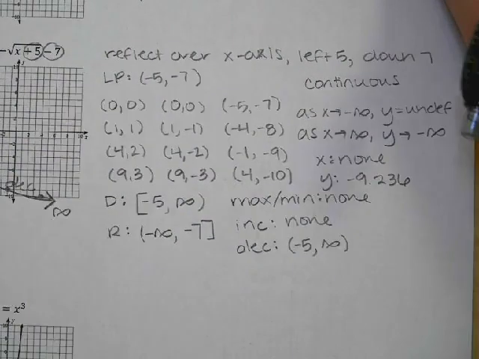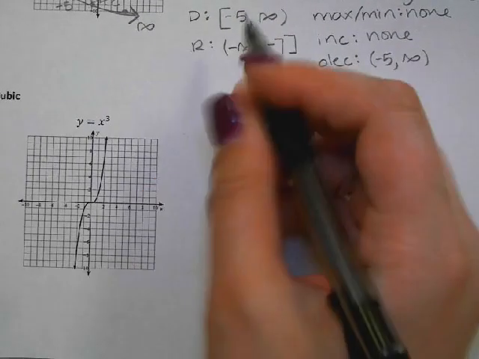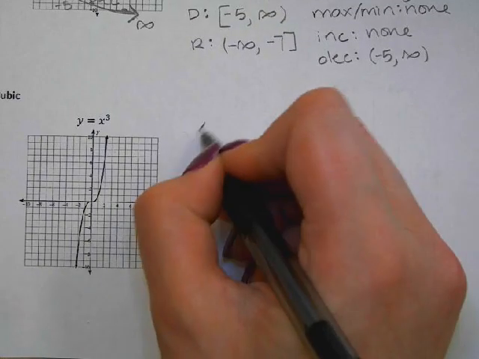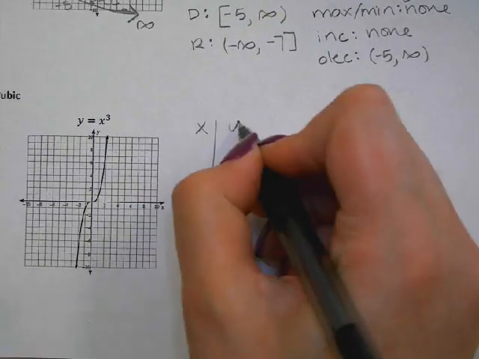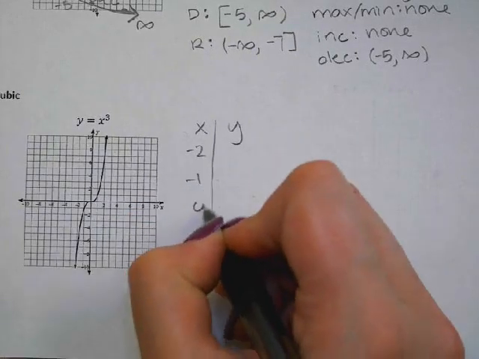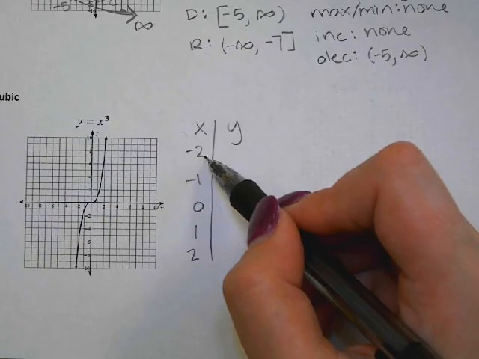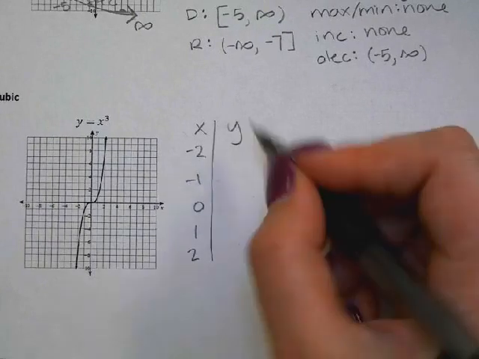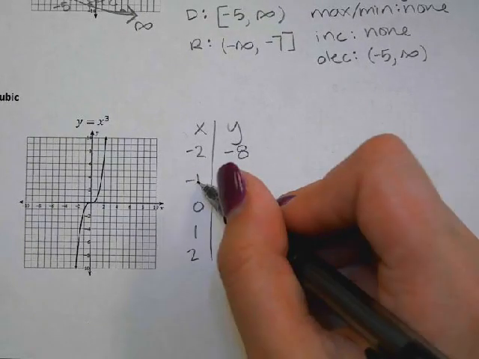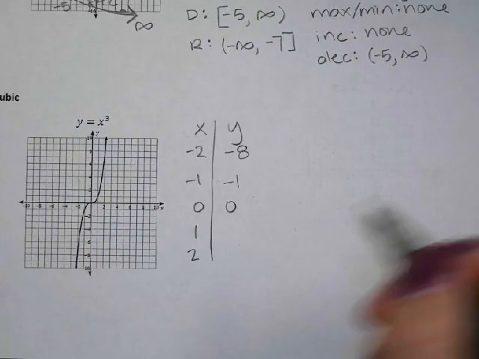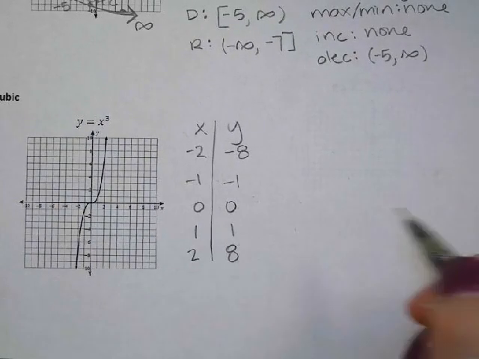All right, if we choose points for a cubic graph, we can go ahead and use -2 all the way up to 2, just kind of like normal. So -2 cubed would be -2 times itself 3 times. So -2, -2, -2, and that's -8. -1, -1, -1 would be -1, 0, 1, and 8.